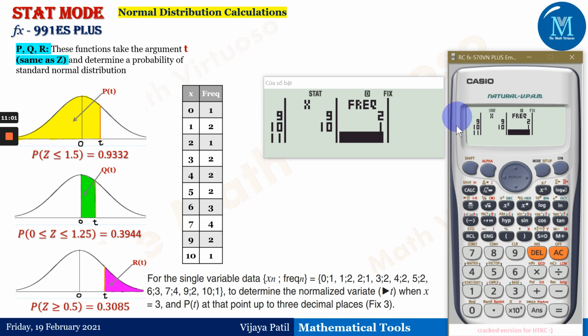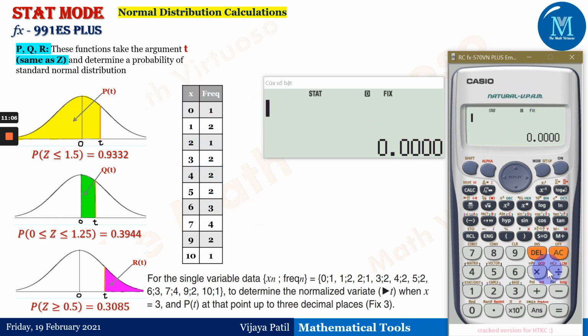Now I need to save this particular x and frequency table. So I need to press AC here. After pressing AC, what is the next question? To determine the normalized variate t, that means we need the value of z at x equals to 3, right? The same way as in the traditional method of z and the normal distribution, where the value of x we convert into the standard normal variate, that is z. The same thing we are doing here. This t will give me the value corresponding to this x of z, right?